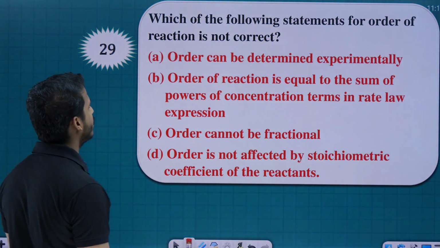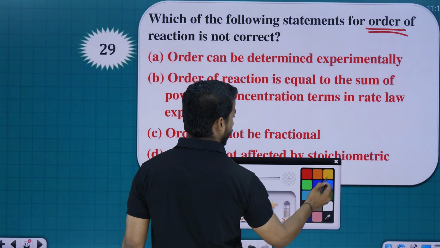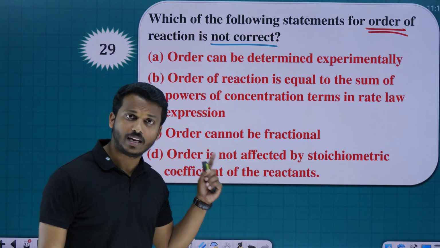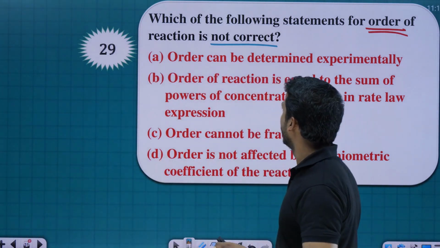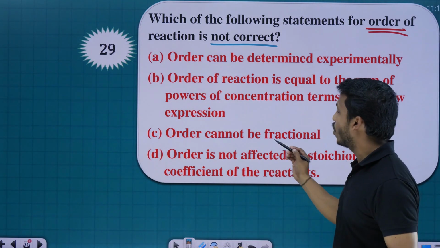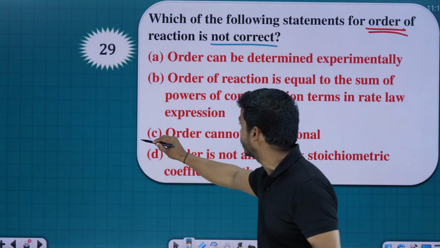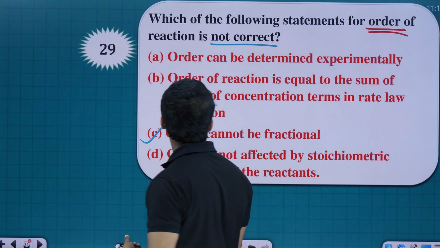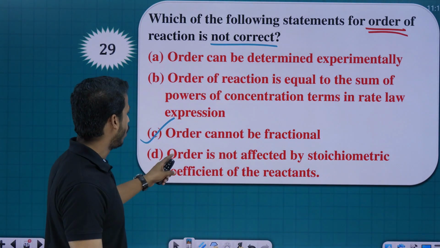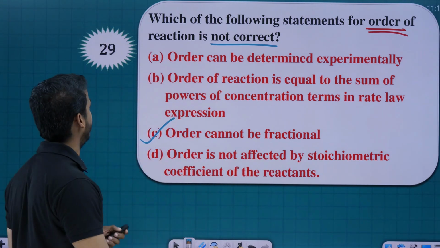Next, which of the following statements for order of a reaction is not correct? Order can be determined experimentally. Yes, order is an experimental quantity. Order of reaction is equal to the sum of the powers. Yes. Order cannot be fractional? Order can be fractional, 0, whole number, etc. So C is not correct. Order cannot be fractional, wrong. Order can be fractional. But order is not affected by stoichiometric coefficient. Yes, it's an experimental quantity.